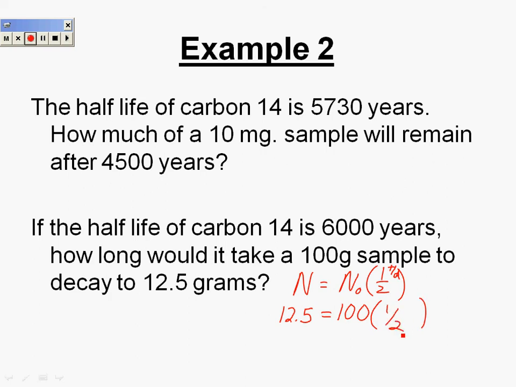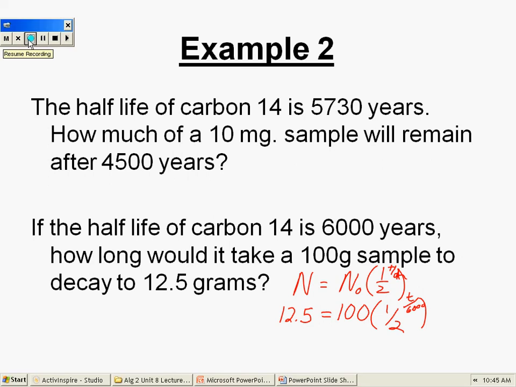Now, do we know the total time? No, that's the part I don't know. I don't know how old this thing is, how long it's been decaying. So that's going to stay as a t, but I do know the h, the half-life. What's the half-life? We're rounding it off to 6,000 years. So we have 12.5 equals 100, and in parentheses, 1/2 raised to the t over 6,000. So let's go ahead and change slides and solve this thing.